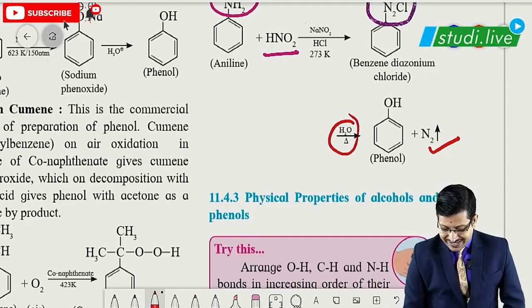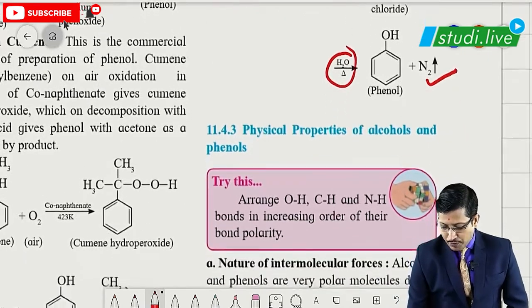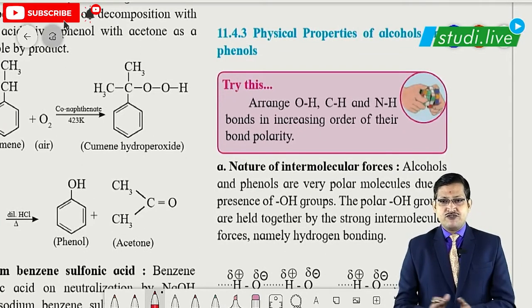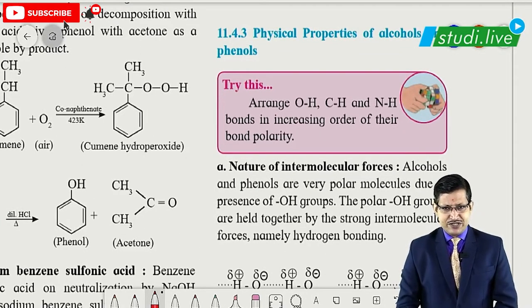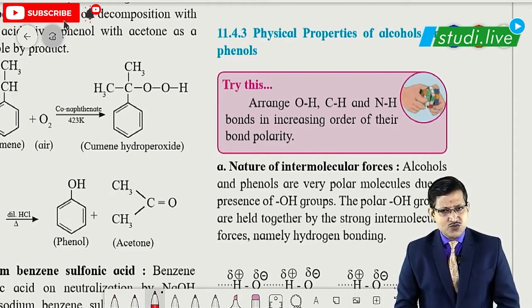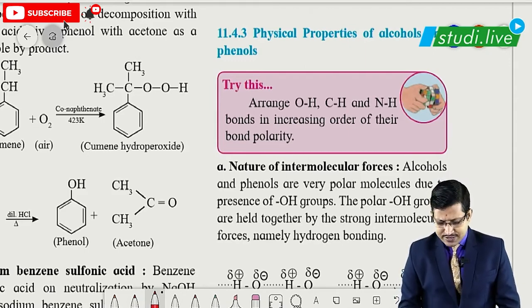Now we come to the next important thing, that is physical properties of alcohols and phenols. Now this will be a very general question coming up in the board examinations. Give 4 physical properties, or any specific physical properties will be given, or you can be asked with respect to hydrogen bonding. So there are some keywords that you should remember when you are answering such questions.